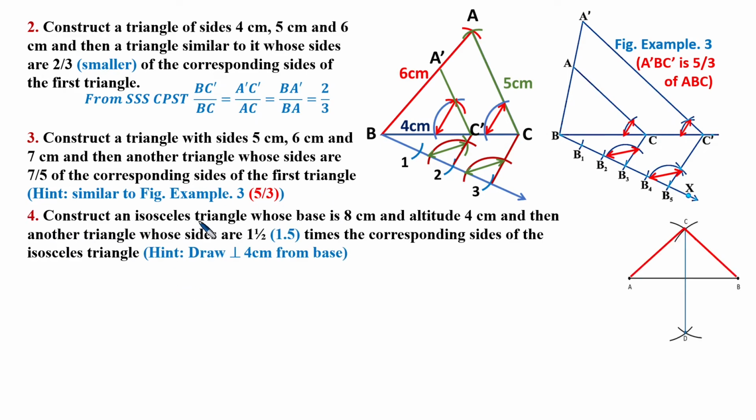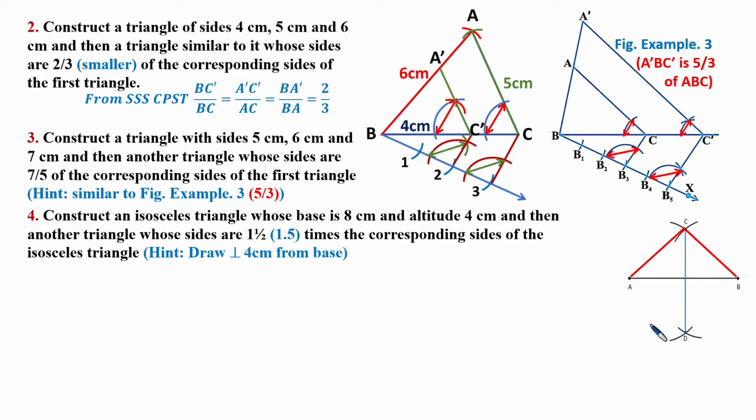Next, 4. Construct an isosceles triangle whose base is 8 centimeter. Suppose the base is 8 centimeter and this is an isosceles triangle and the height is 4 centimeter. So you draw a perpendicular bisector, you know how to do it. And from here to here you measure 4 centimeter and then join it from here. These are all equidistant points. These are also equidistant. So you will get an isosceles triangle.